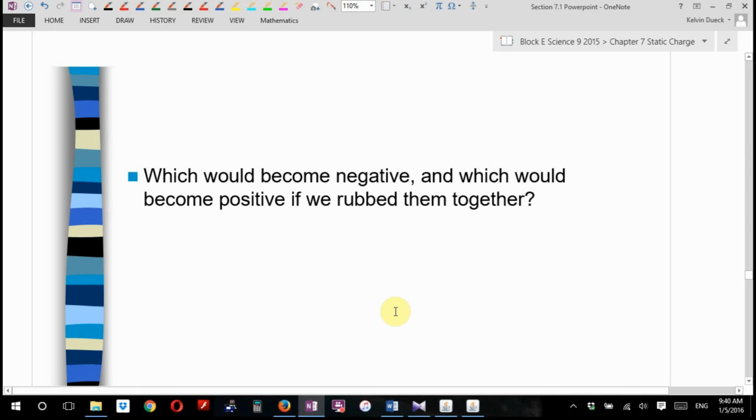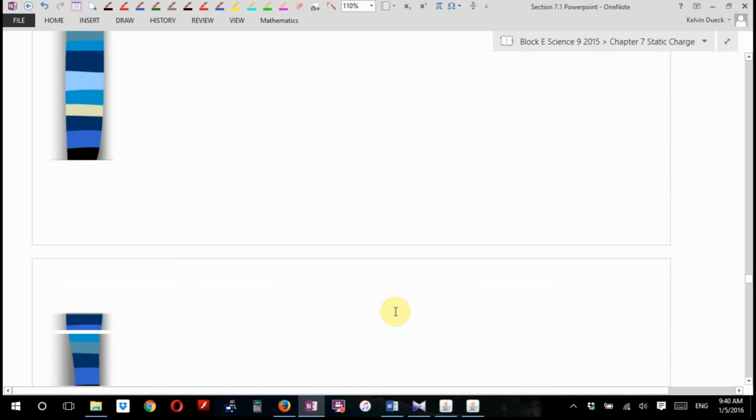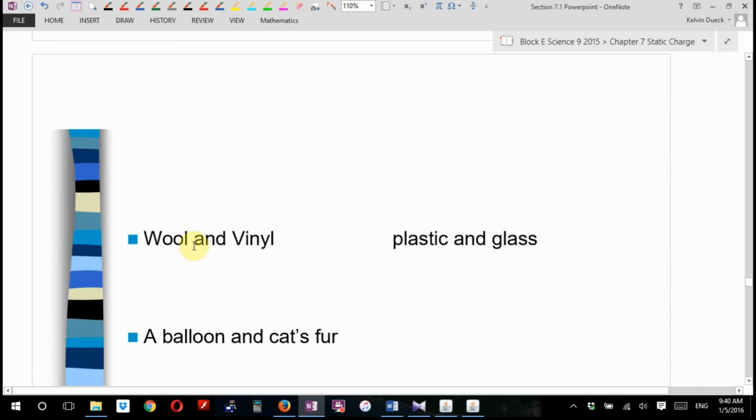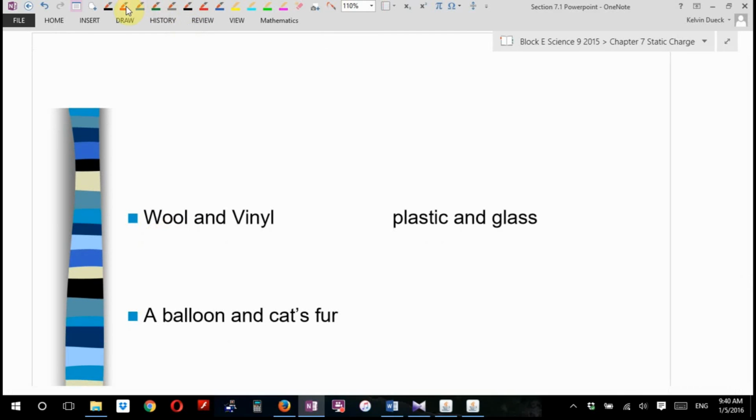Which would become negative, which would become positive if we rub them together? If I rubbed wool and vinyl, which one will lose electrons? Which one will gain electrons? I'll just put a plus and a minus underneath which ones. Is wool to the right or to the left of vinyl? To the left. So that means it's willing to lose electrons easier, so it'll become positive. The vinyl will become negative. That's actually what I did when I rubbed that piece of plastic was vinyl and the cloth was wool.